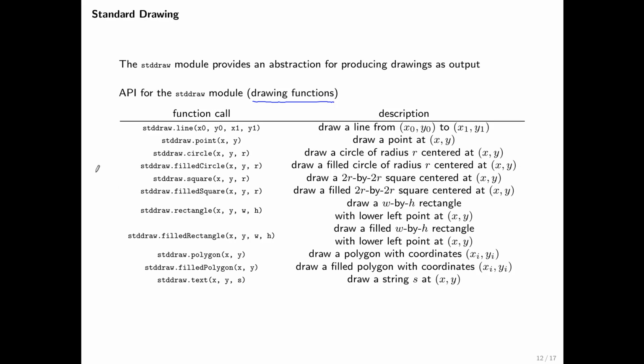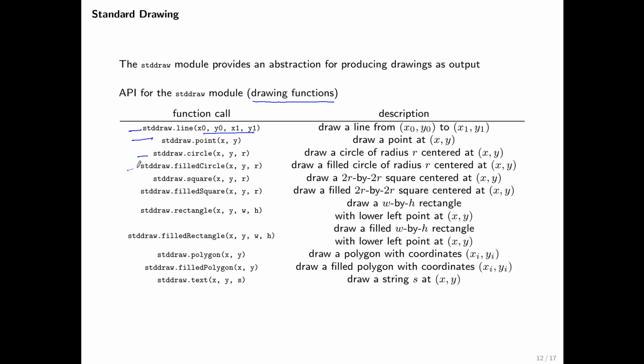These are the functions that you would use to draw something on the screen. For example, you could say Std Draw dot line and give it 4 arguments, x0, y0, and x1, y1. This function will simply draw a line between x0, y0 and x1, y1, connecting up the 2 points. You can use this function to simply draw a point at x, y. You can use this function to draw a circle of radius r having a center x, y.